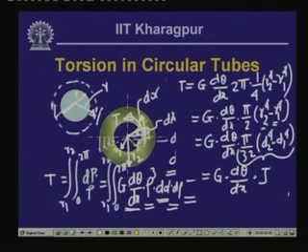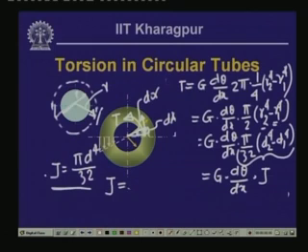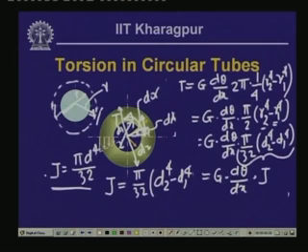Now, if you compare the value of J with the J which we computed for the solid shaft, for the solid one we had pi d to the power 4 by 32. Here, in the case of a hollow section, where d2 is the outer diameter and d1 is the inner diameter, J is equal to pi by 32 times d2 to the power 4 minus d1 to the power 4. So, virtually this is a similar expression, and you can visualize that from the whole one we are removing the central part.